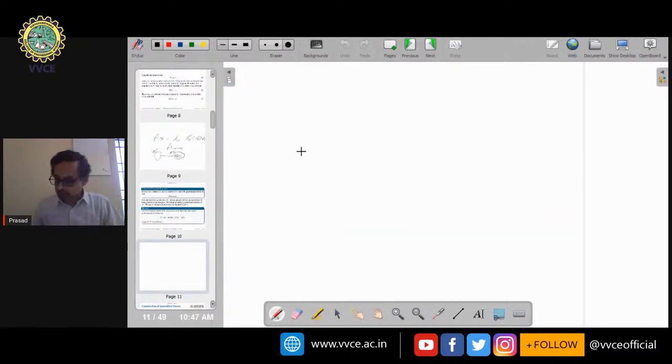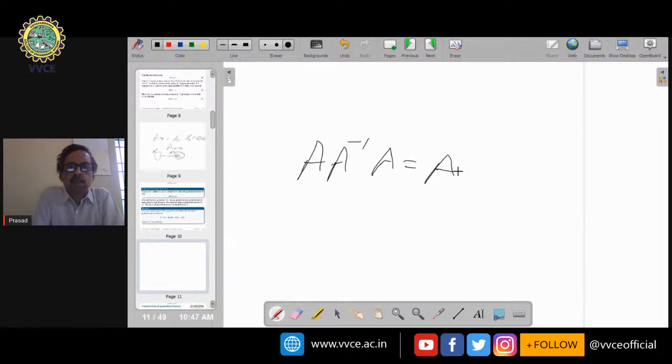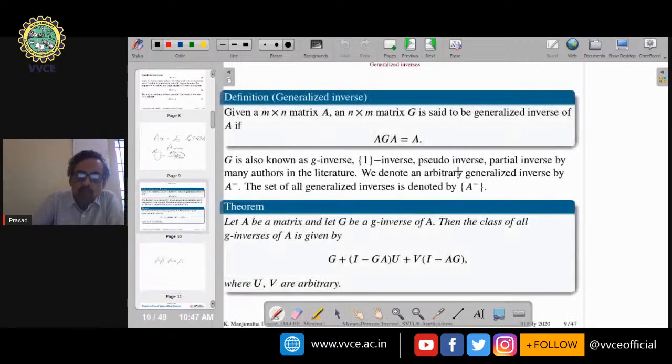If I have A, I multiply by A inverse to get identity, and again multiply by A, I get A, isn't it? So whenever the inverse exists, I have A into A inverse into A, that is equal to A. So keeping this in our mind, we define this generalized inverse.